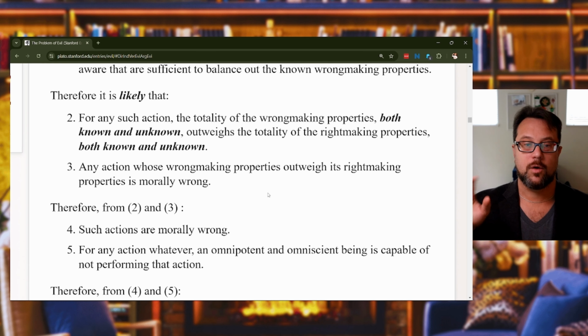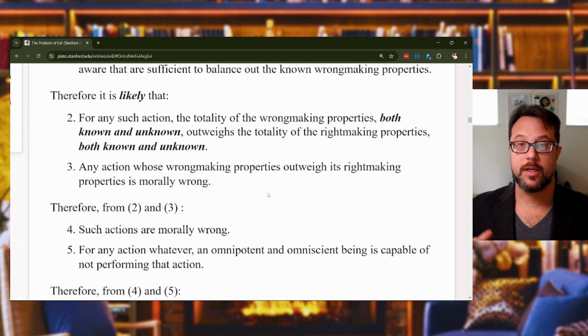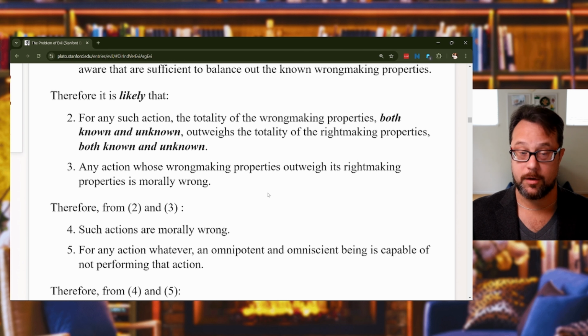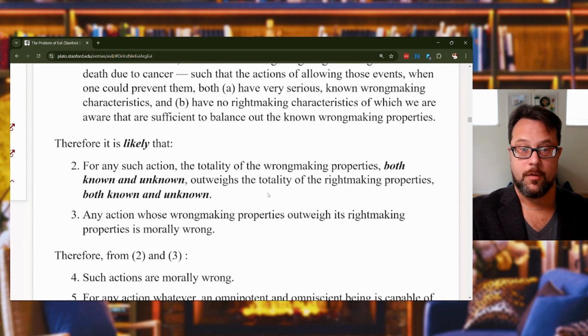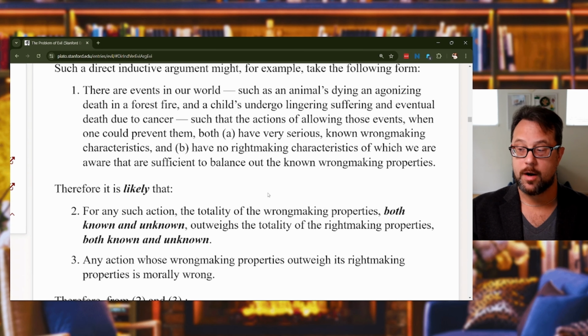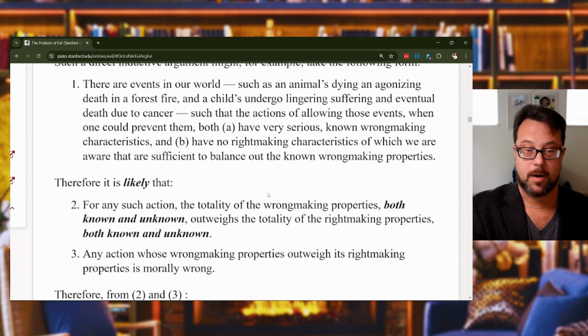Therefore, in light of 1, it's likely that for any such action, the totality of wrong-making properties, both known and unknown, outweighs the totality of right-making properties, both known and unknown. So here we get that move from the wrong-making properties we're aware of, given the suffering of the fawn and the child dying due to cancer, and then we move to both known and unknown, that it's just a fact of the matter that for any such action like that could have been prevented, the totality of the wrong-making properties outweigh the totality of the right-making properties.